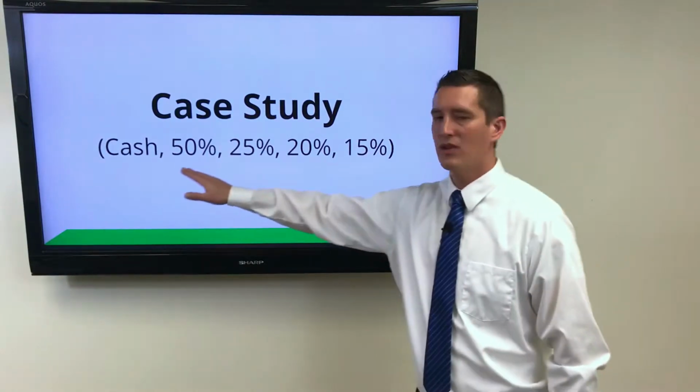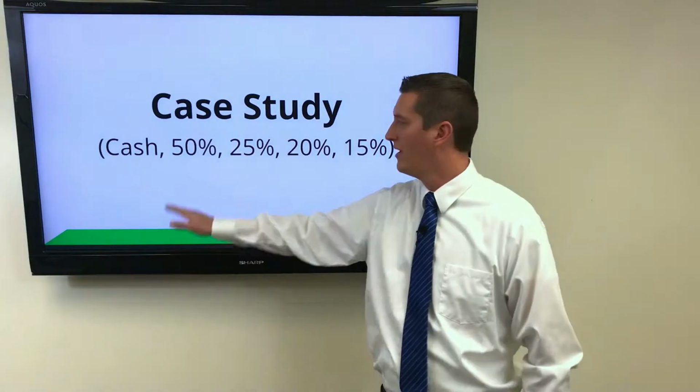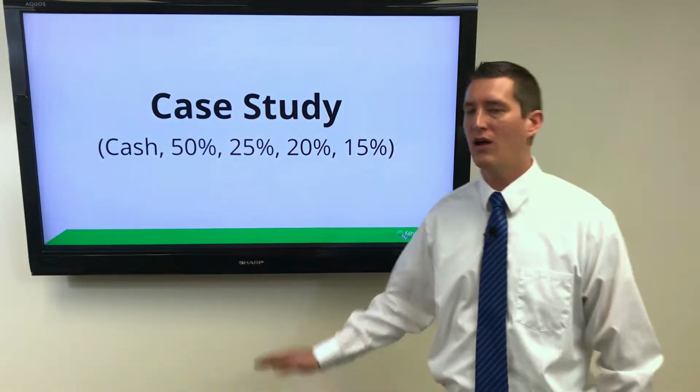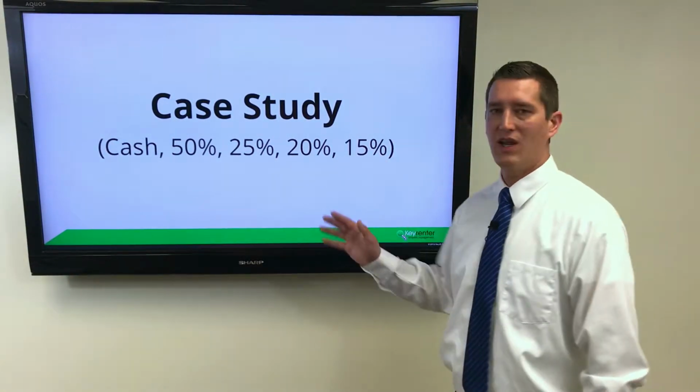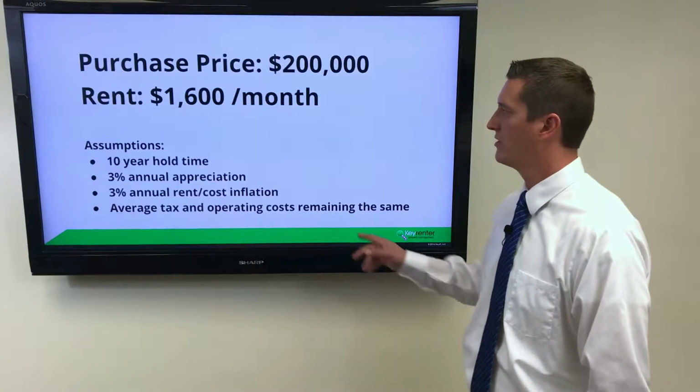Here's a case study. So we're going to be looking at 5 different ratios. The first one is putting all cash down. The second one is putting 50% down, 25, 20, and 15% down on the property. We're going to look at the returns on those.